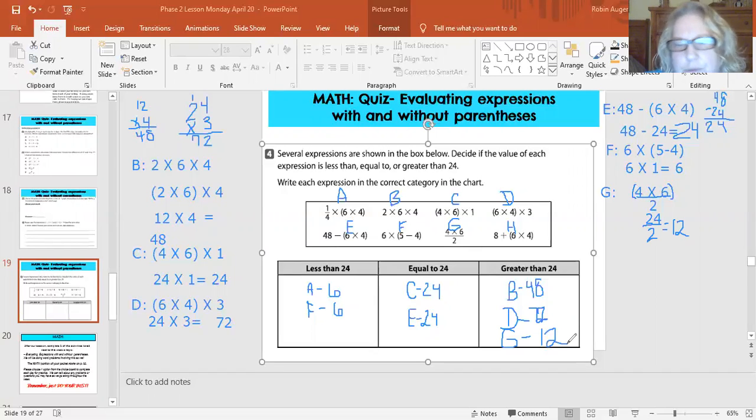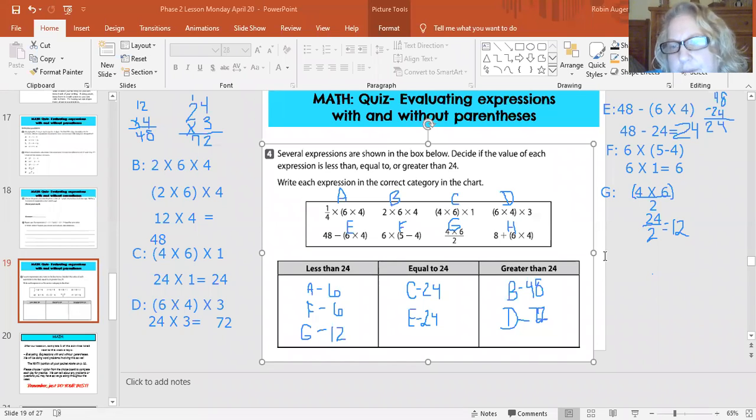I just put it in the wrong box, rats. Okay, you got to go over here. I just said it's obvious that 24 divided by something has to be less than 24. All righty. And now we have to look at H.